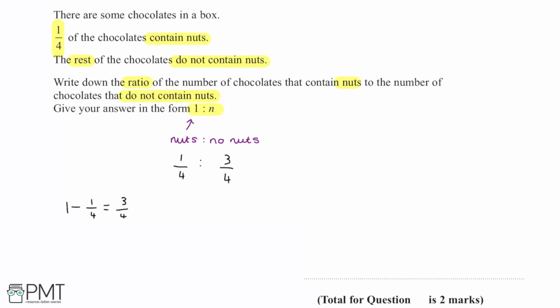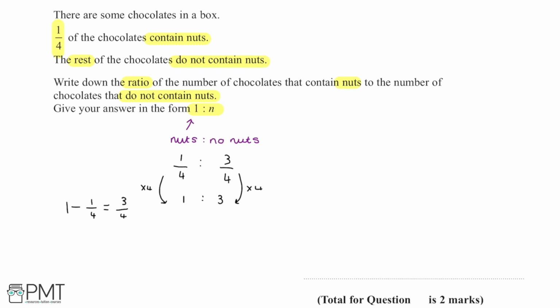And if we want this in the form of 1 to n, like it says in the question, we can simply multiply both sides of this ratio by 4. And if we do the same to both sides here, we're going to get a ratio of 1 to 3. So we're multiplying each side by 4 and getting rid of the denominator here.